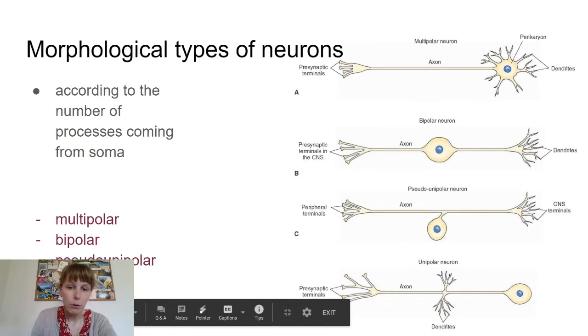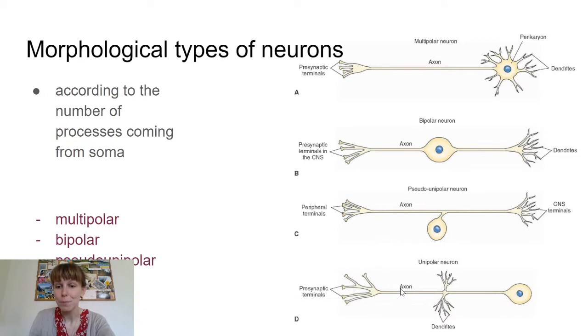And the last one is very special and quite rare. It's the real unipolar neuron. From the body of the neuron, all of the processes go in one direction, and then they branch off as dendrites and axon. This really has just one process coming from the body, the unipolar neuron, and you can find it in the retina of the eye, for example.